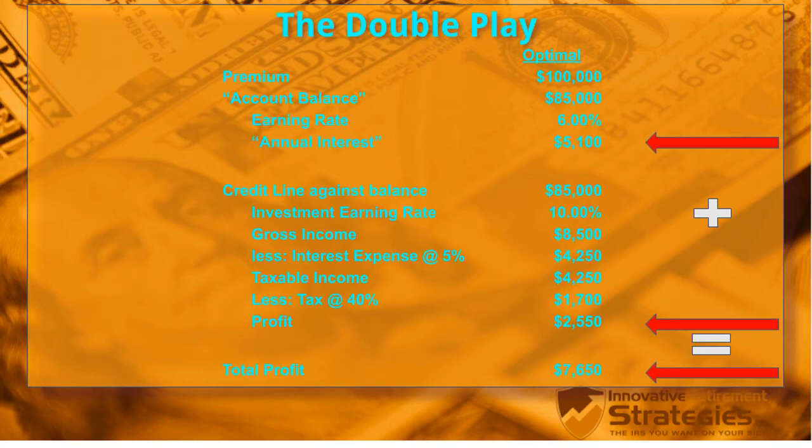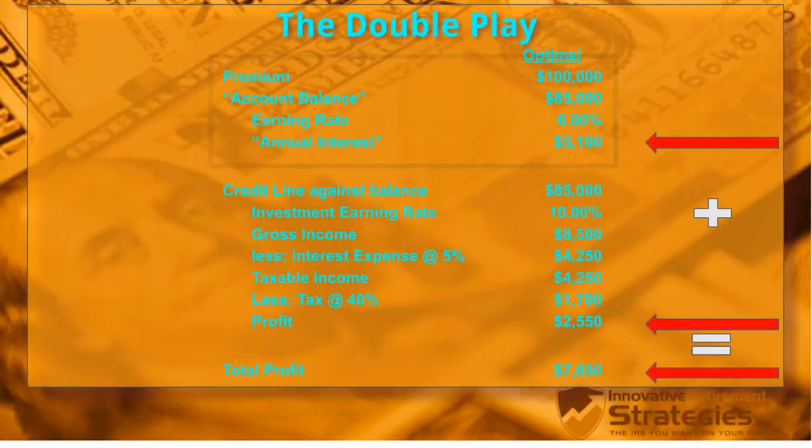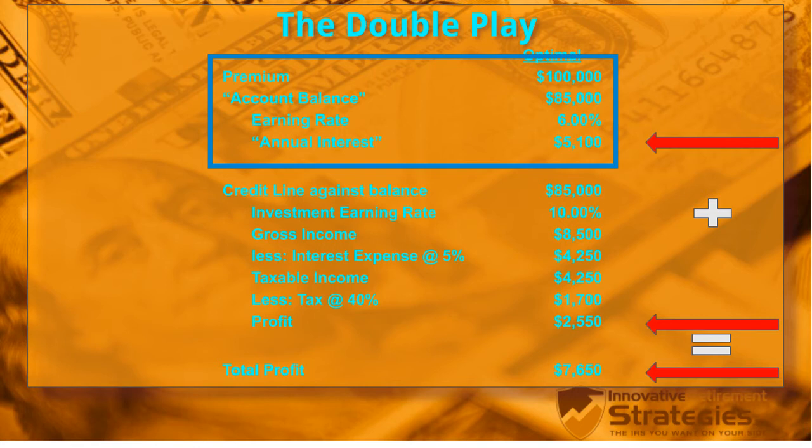If the policy is designed right, that $100,000 of initial premium after the fees is going to result in about $85,000 being credited to the cash value of that account. And at the end of the year, that cash value is going to earn interest crediting or dividends of 6%.